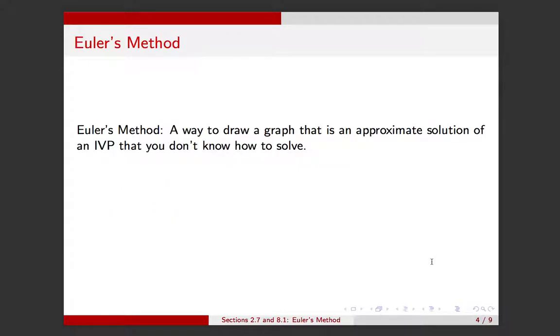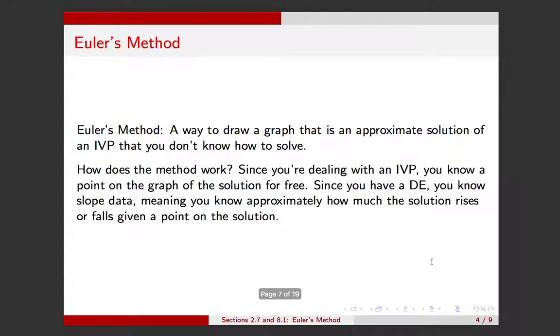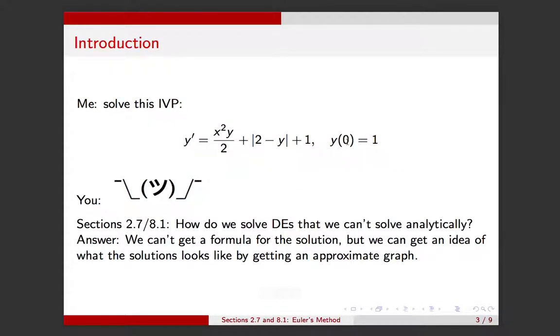That's what Euler's method does for you. It's a way to draw a graph that's an approximate solution of an initial value problem that you can't solve. How does the method work? If all you want to do is draw a graph, notice that since you're dealing with an initial value problem, you get a point on the graph of the solution for free. I've already told you that (0, 1) is a point on the graph. So you know your solution will go through the point (0, 1).